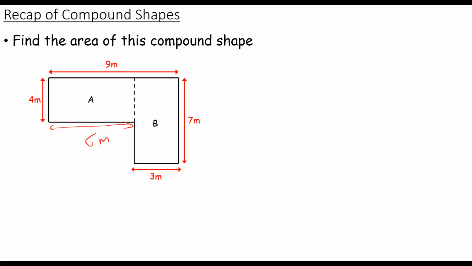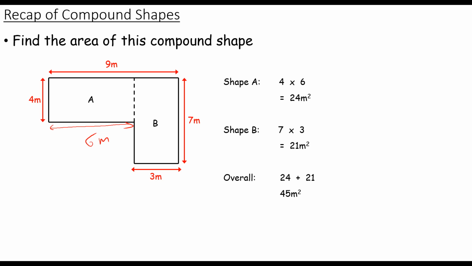So here are the answers. We can look at the area of shape A, length times width, 4 times 6, 24 meters squared. Then we can consider shape B, length times width is 7 times 3, 21 meters squared. And then the total area is going to be those two values added up, which is 45 meters squared.